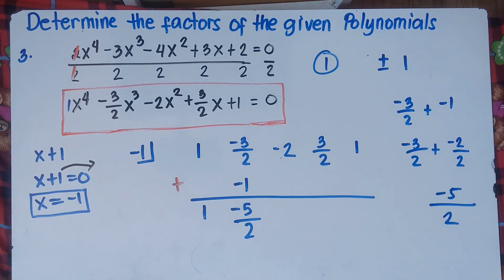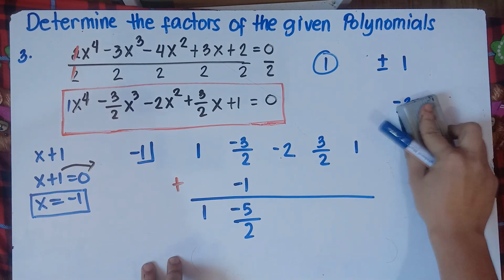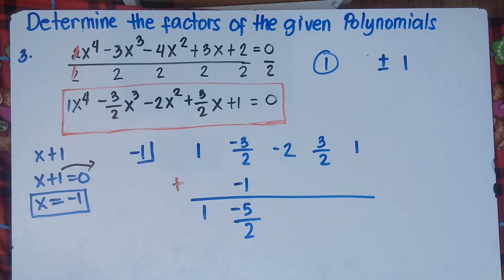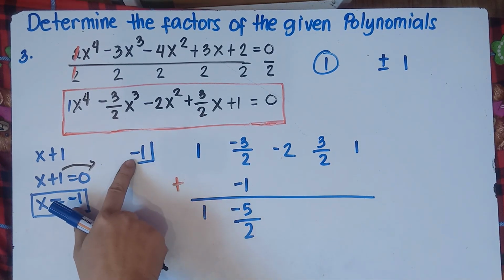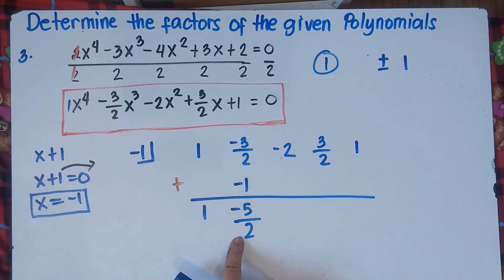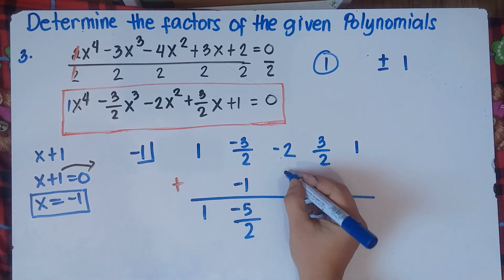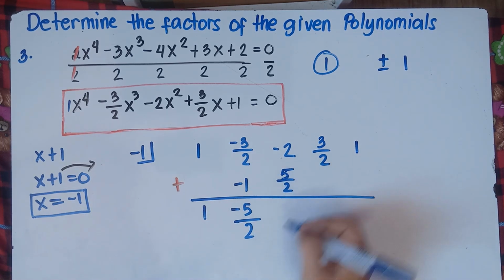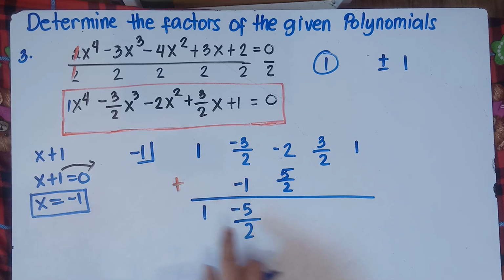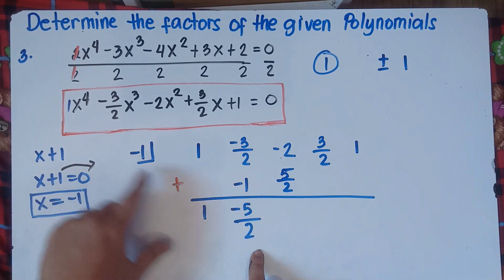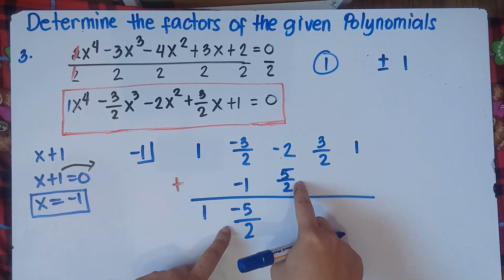But if you're confused with that one, go ahead, class. Just simply find the LCD. Then you multiply, class. Negative 1 times negative 5 over 2. Negative times negative is positive. 1 times 5 over 2, that's 5 over 2. Any number multiplied by 1, the answer is the number itself. So negative 1 times negative 5 over 2, that's positive 5 over 2.